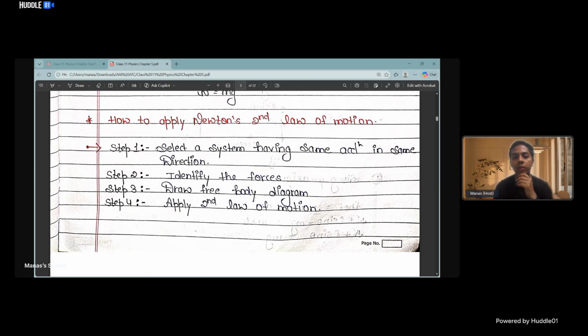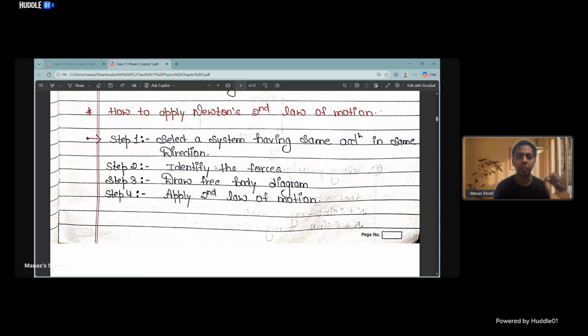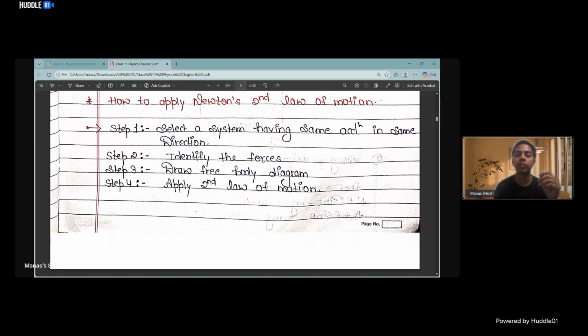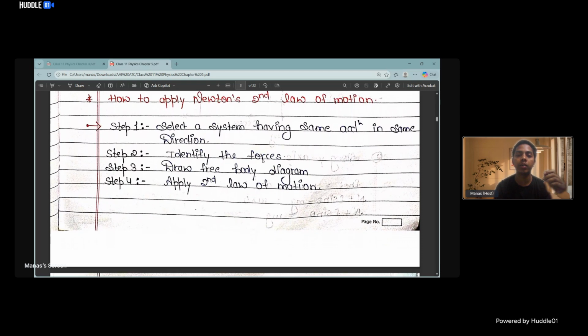So now we see how to apply Newton's second law of motion. There are some steps we have to remember before applying Newton's second law. First step: we have to select a system having the same acceleration in the same direction. The acceleration and the direction will be the same for the object.